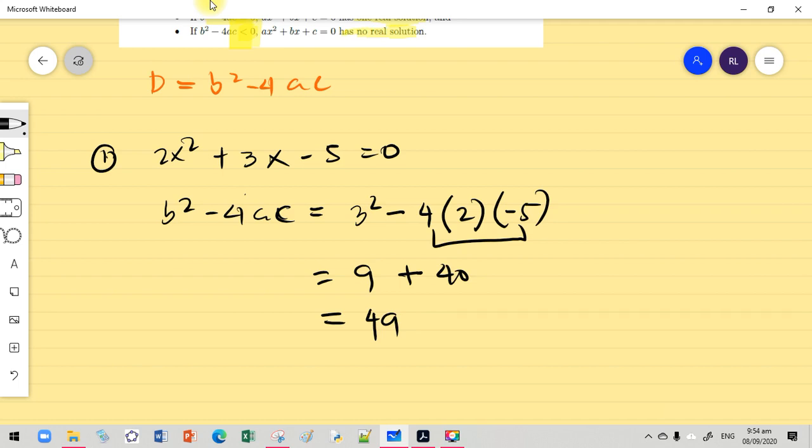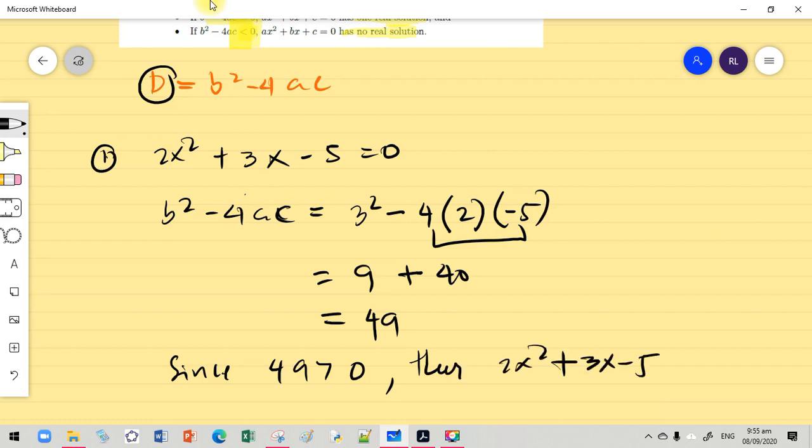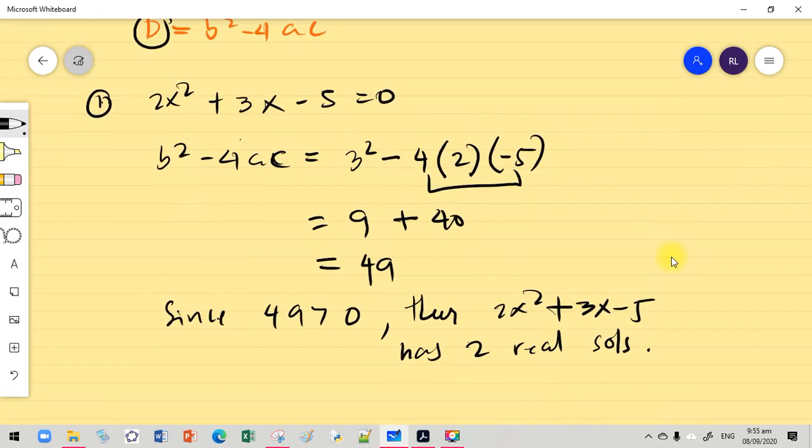Since the result is positive, we actually do not care what particular number the result is. We just take a look at whether the result is positive, negative, or equal to 0. Since 49 is greater than 0, the discriminant is positive. The D is positive, then 2x squared plus 3x minus 5 has two real solutions. It's simply as that.